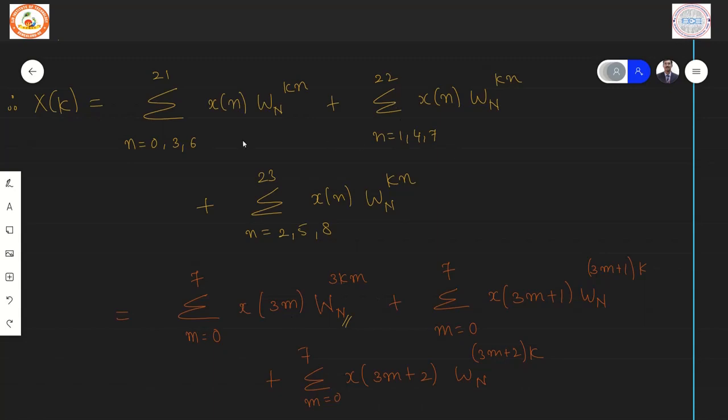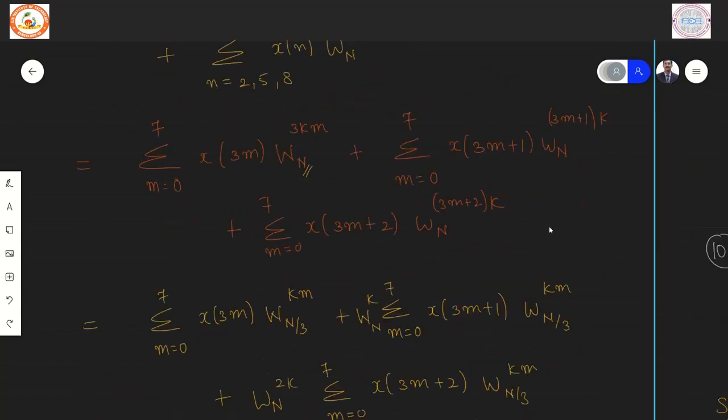For the next set, we know that the displacement or shift is by 1 point. Therefore, it is denoted as 3m plus 1, maintaining the same index, that is m equal to 0 to 7. And here also we write 3m plus 1. For the third set, we know the displacement from this is 2 points, 0 plus 2, 3 plus 2. So we write it as 3m plus 2, and here also we have 3m plus 2, maintaining the index m equal to 0 to 7.